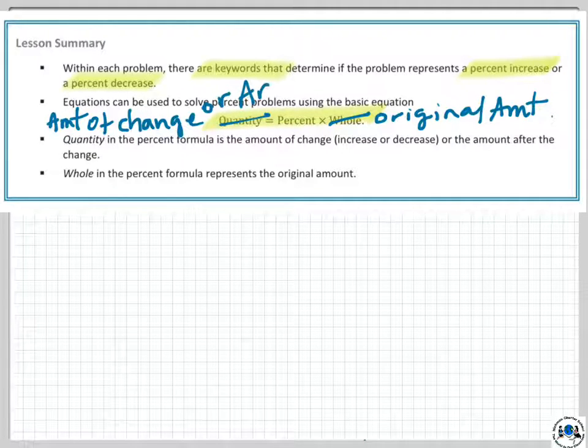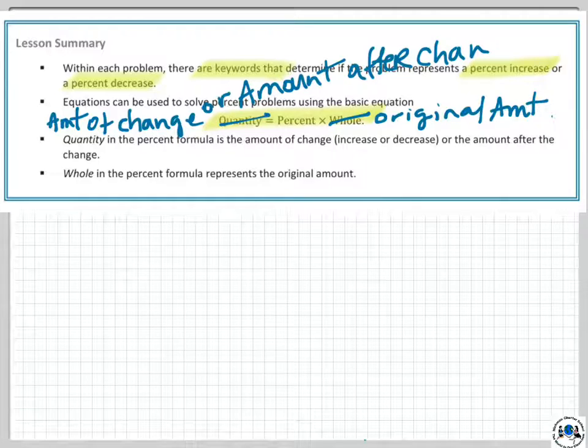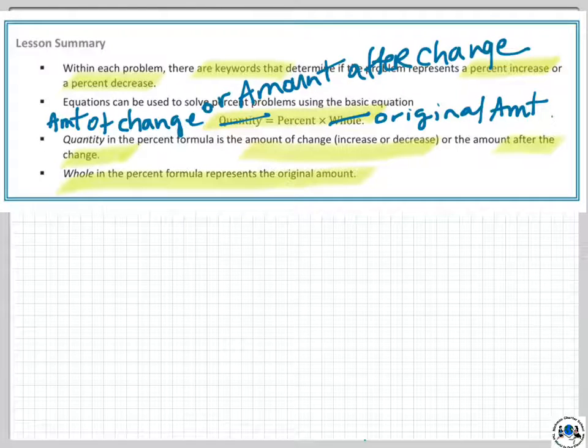I'm going to make it a big mess here, but if you want to write this down somewhere, you can. Probably should have done it below, huh? Okay. Quantity in the percent formula is the amount of change, increase or decrease, or the amount after the change, which I just made a big mess with. Okay, and then the whole in the percent formula represents the original amount. Boy, oh boy, I'm going to read it next time.